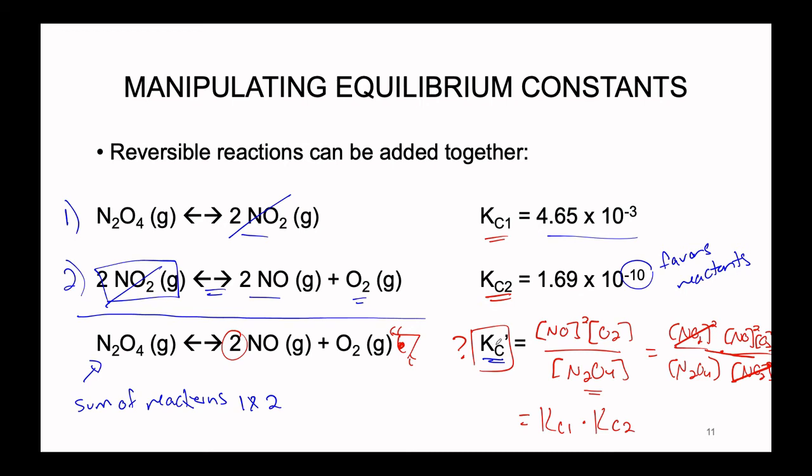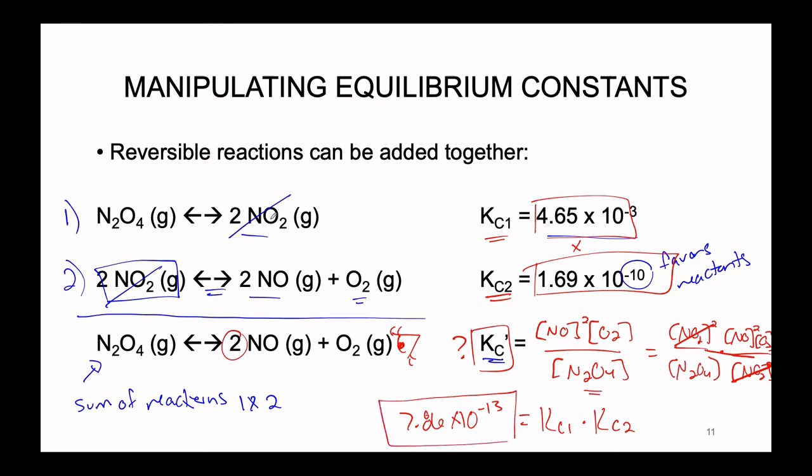So if we want to find Kc prime numerically, and we don't have any concentrations around, all we have to do is look at the equilibrium constants for these first two reactions and multiply them together. If we take 4.65 times 10 to the negative third and multiply it by 1.63 times 10 to the negative 10, we are left with a value of 7.86 times 10 to the negative 13th.